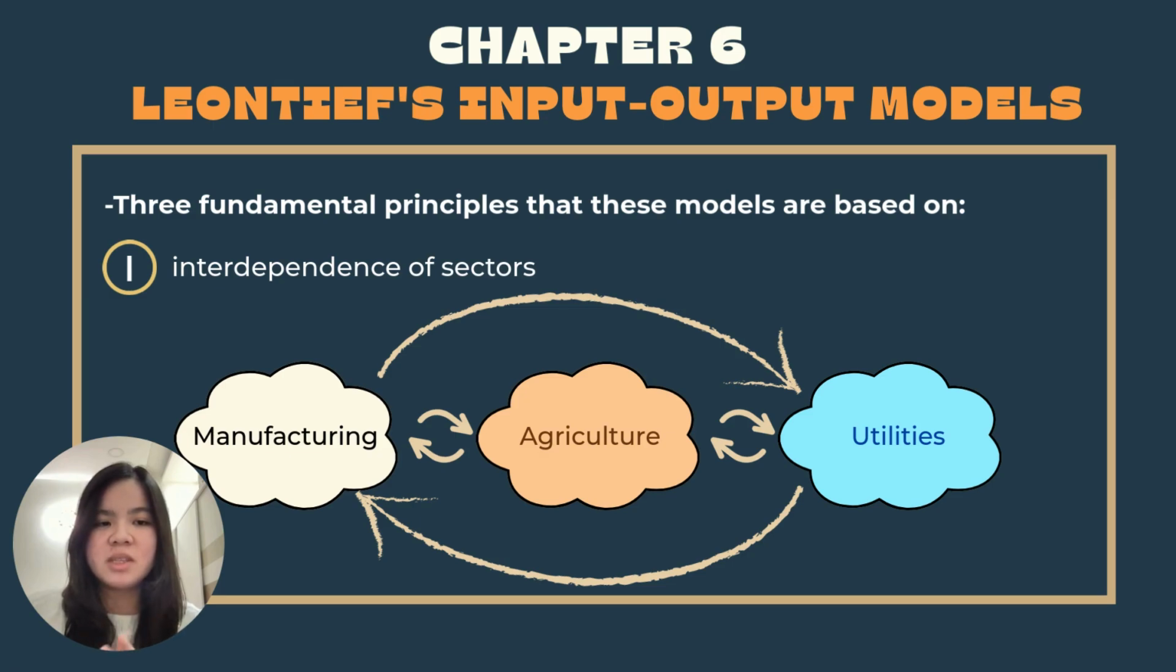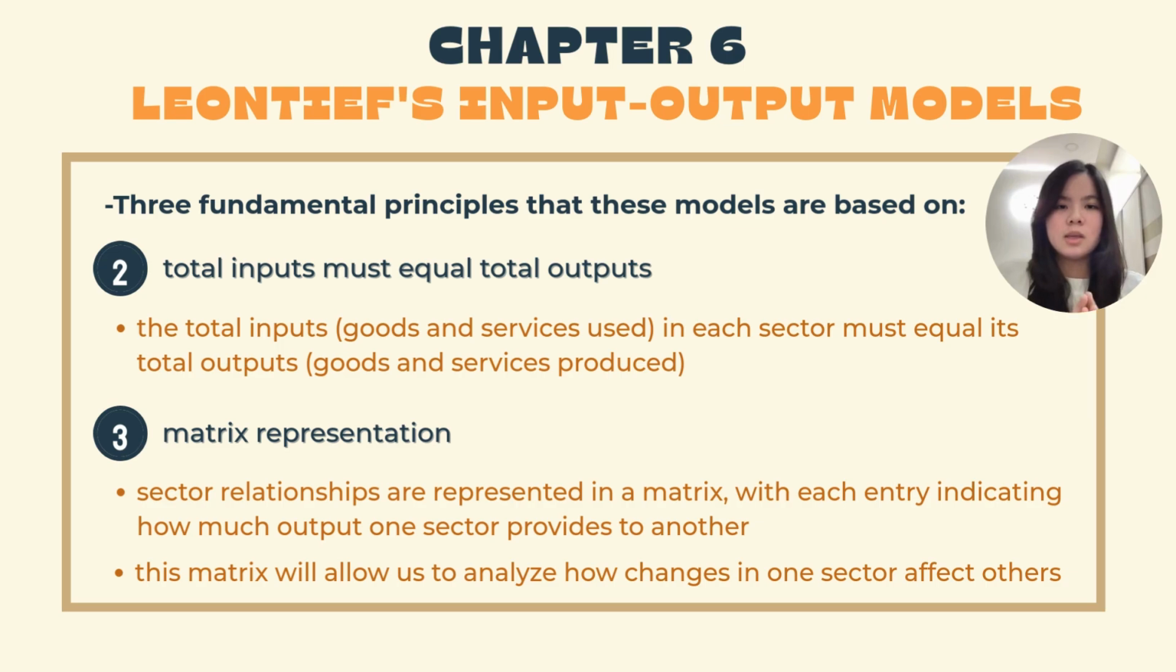Additionally, the manufacturing sector relies on the utilities sector for electricity and water, which are essential for operating machinery and equipment. Similarly, the utility sector, which supplies energy sources such as electricity and water, relies on agriculture for food to feed its workers and on manufacturing for the machinery needed to support its operation, and the same interdependence also applies to agriculture.